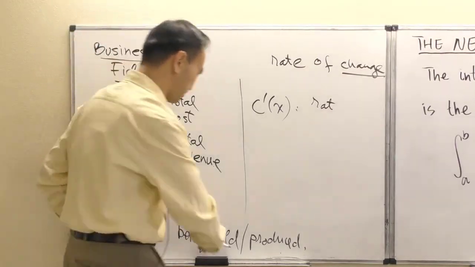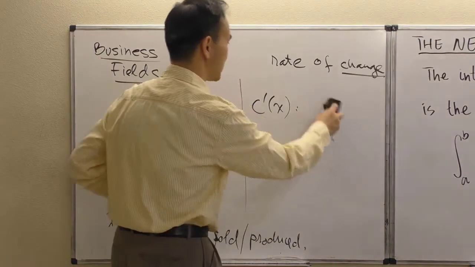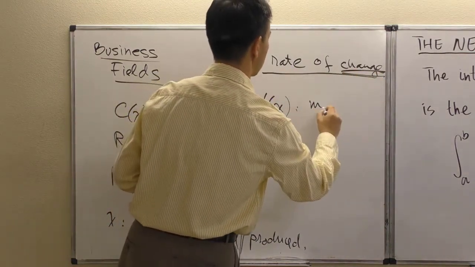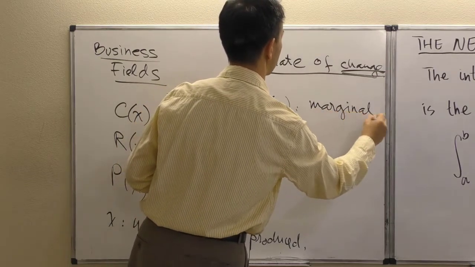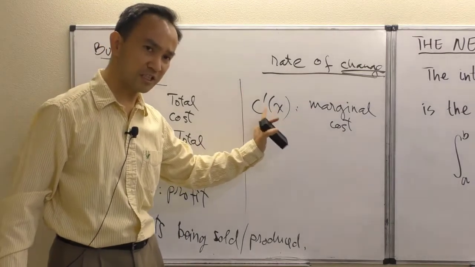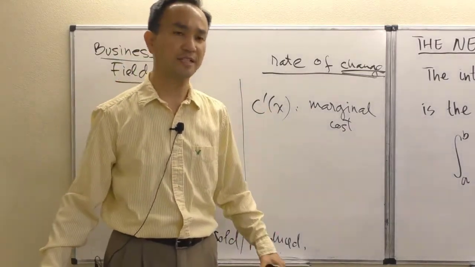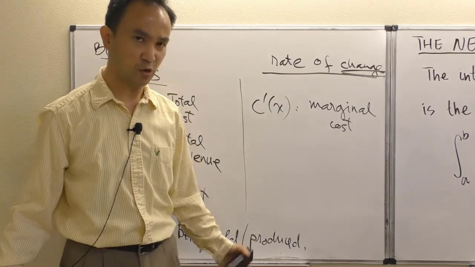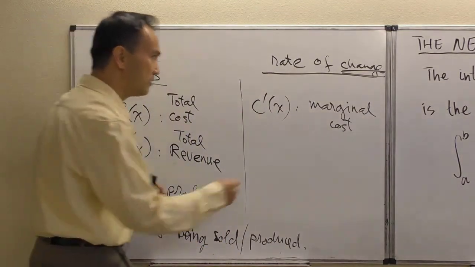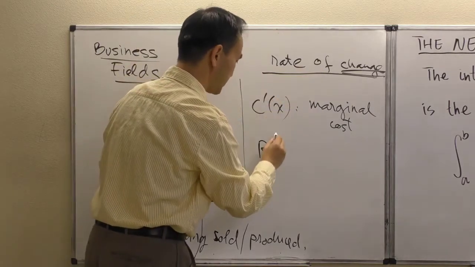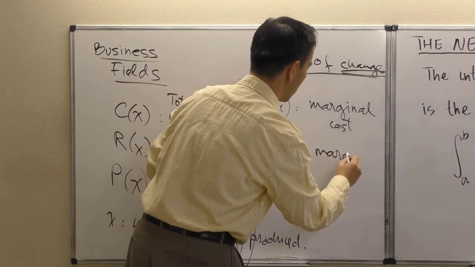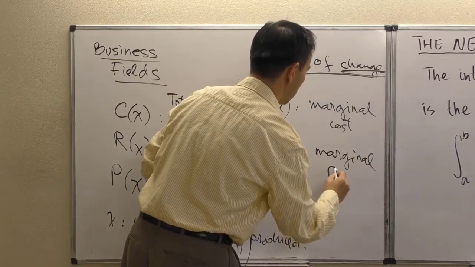C prime, specifically for the professionals in the business field, is called the marginal cost. Of course, in order to fully understand what that marginal cost does to your business, you have to take a course or so in business. And the equivalent version when it's total revenue, the rate of change is R prime, and for the business professional it's called the marginal revenue.